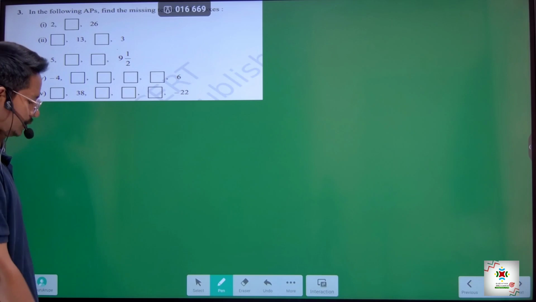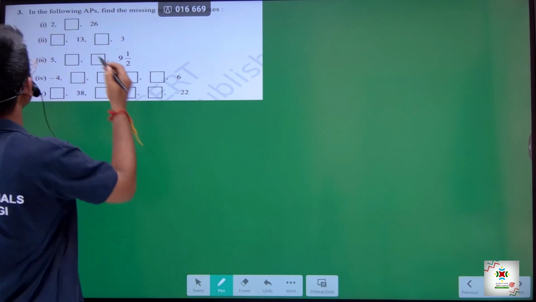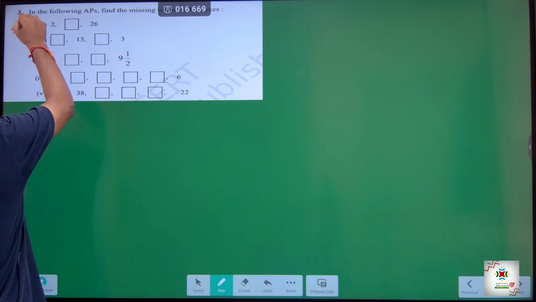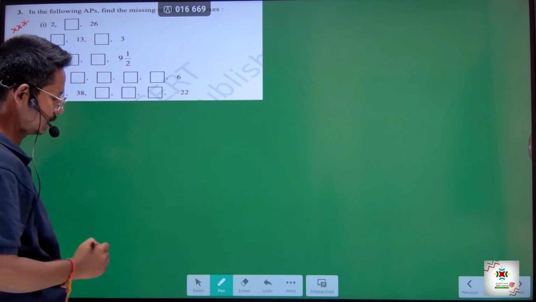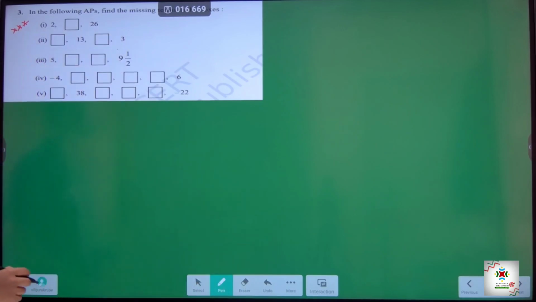Yes, so it is a very important type of question as far as your board exams are concerned. It's very important. You need to find the missing terms.